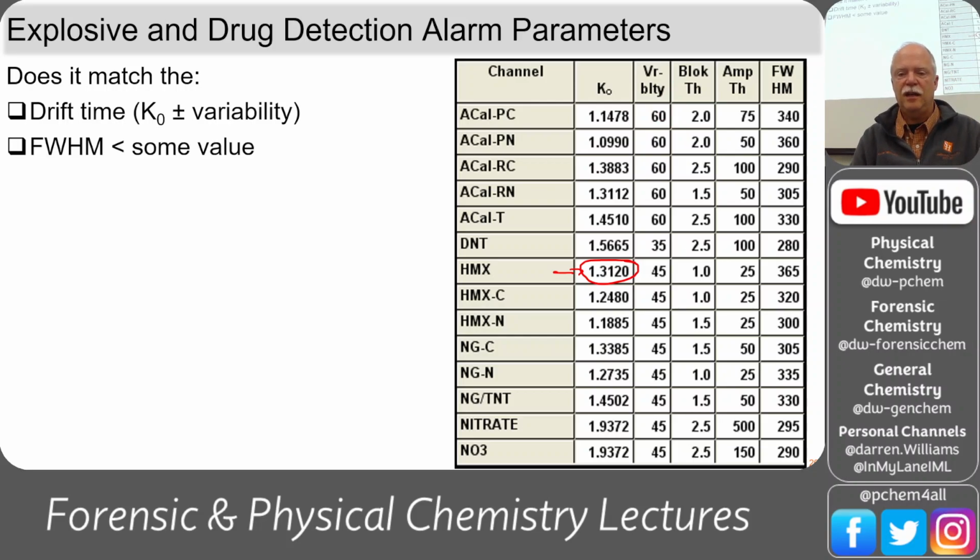It has a certain full width at half maximum. It can't be much greater than that, because the system could just be flooded with lots of molecules, and it may not be specifically HMX. And so it needs to be a defined peak at the HMX drift time. Okay, so the full width half maximum needs to be less than the 365. The amplitude has to be above a threshold of 25.